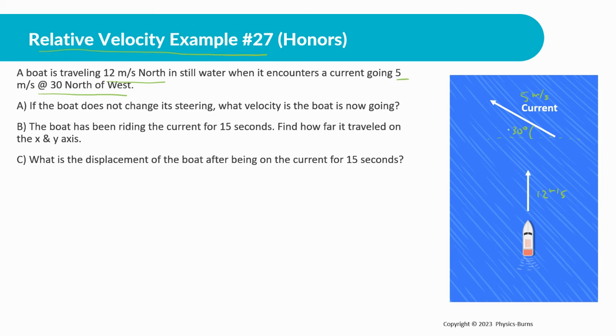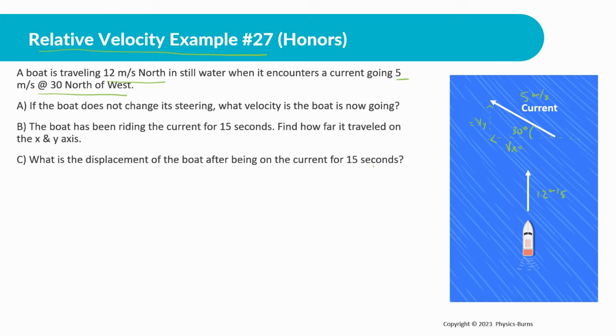All right. If the boat does not change its steering, what velocity is the boat now going? So now meaning going with the current. What we need to find out is how much the current is going to be going in the x and in the y. So this v sub x and this v sub y of the current, what is that going to be equal to? If I do 5 times cosine of 30, that gives me the x.